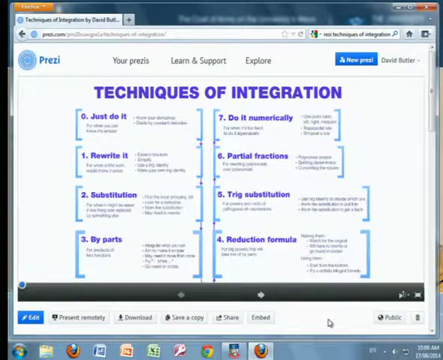Right, so this seminar is about techniques of integration, and I was specifically asked to try and cover the crazier ones, but in order to do that I'm going to have to talk about all of them, so bear with me as I try and give you an overview of the whole topic of the techniques of integration. And this is my overview.